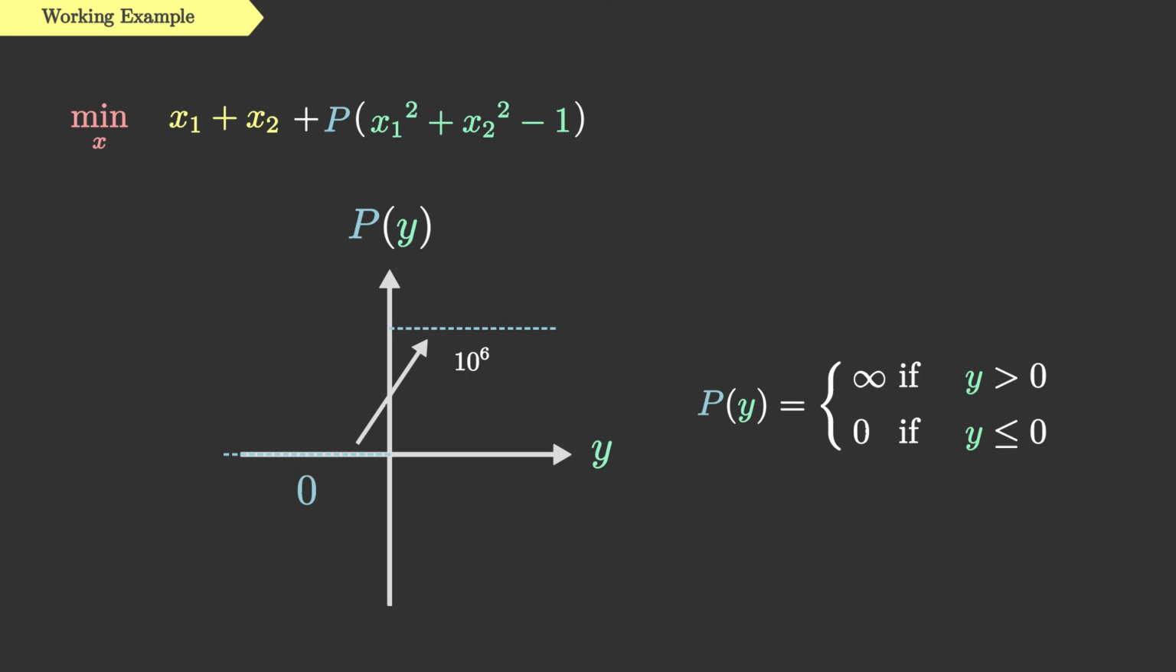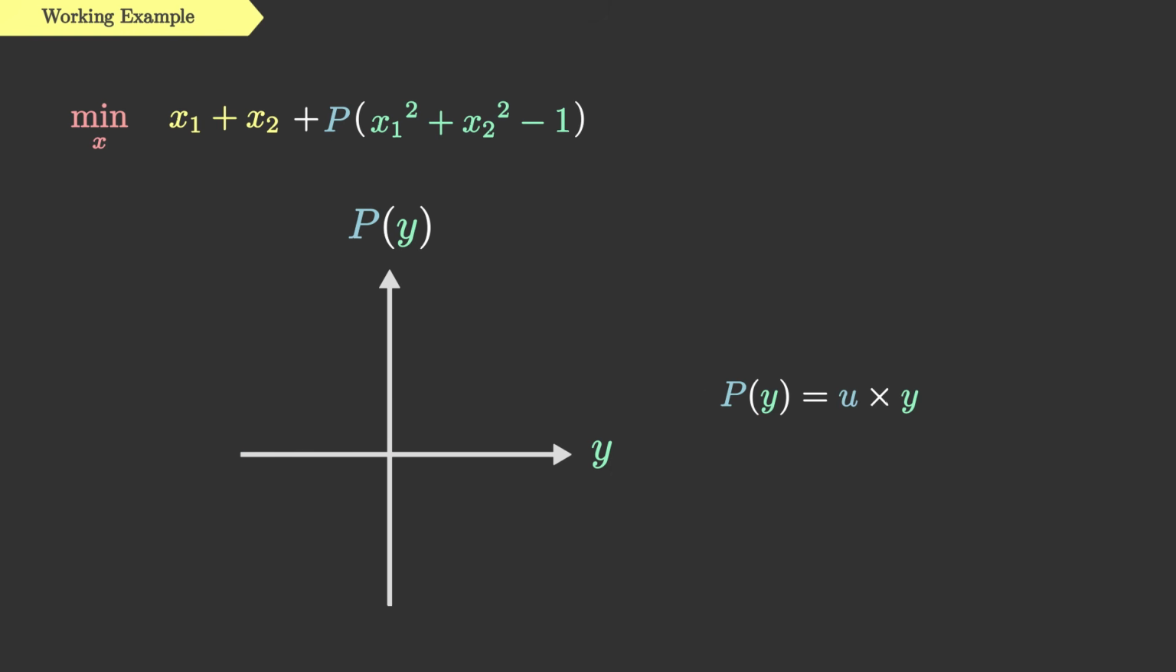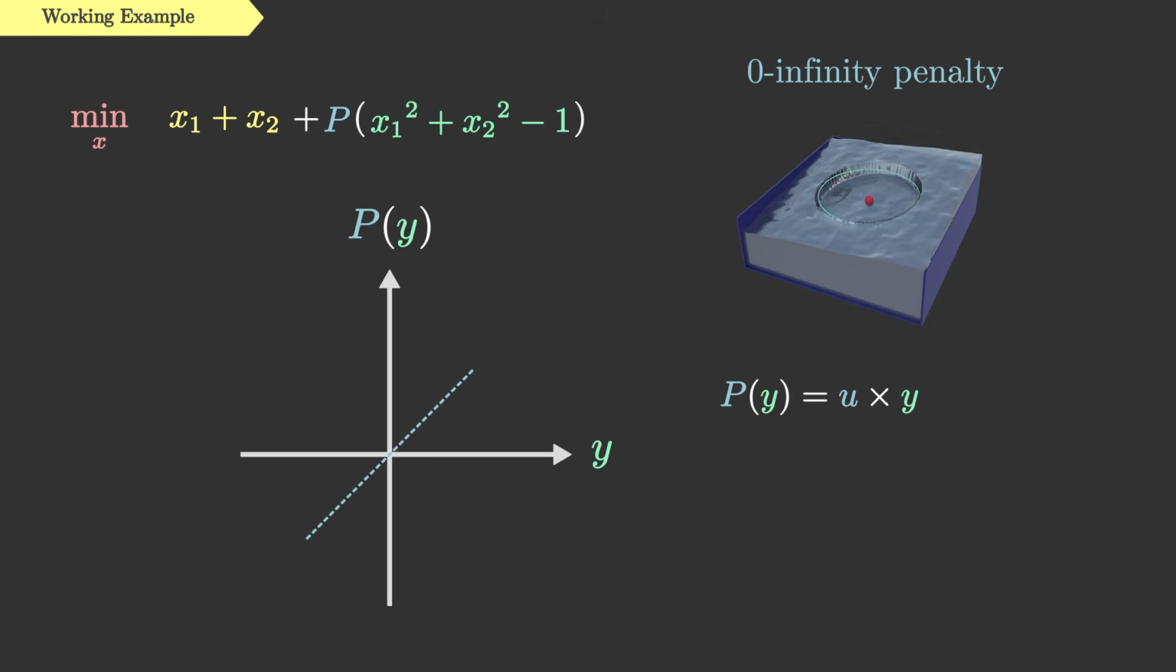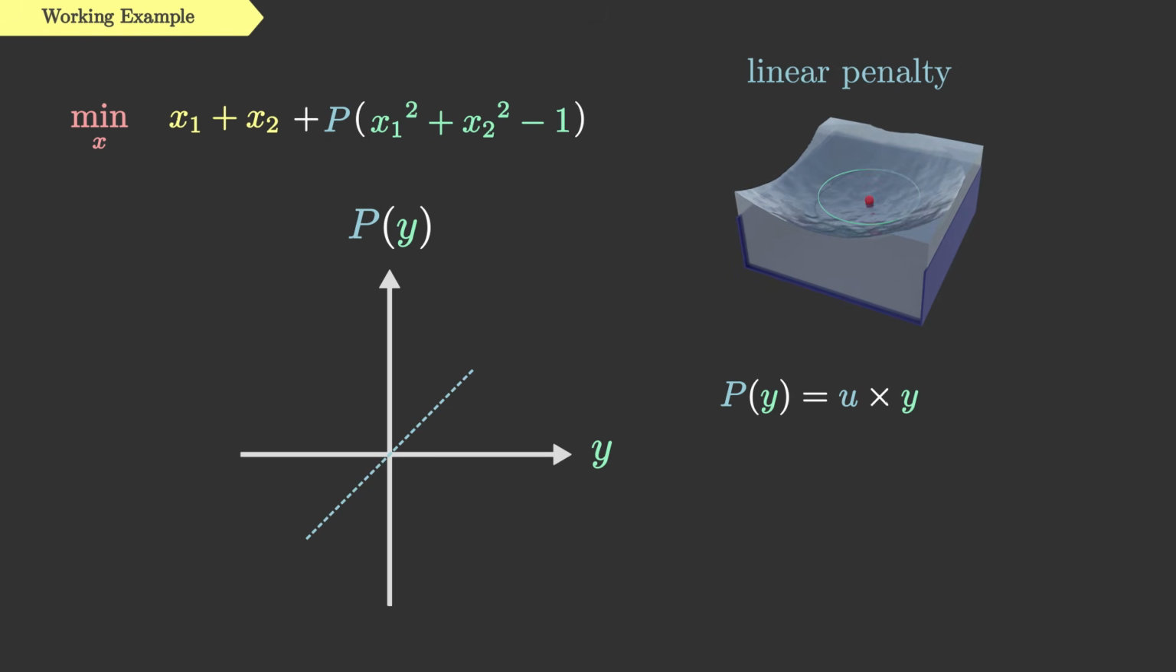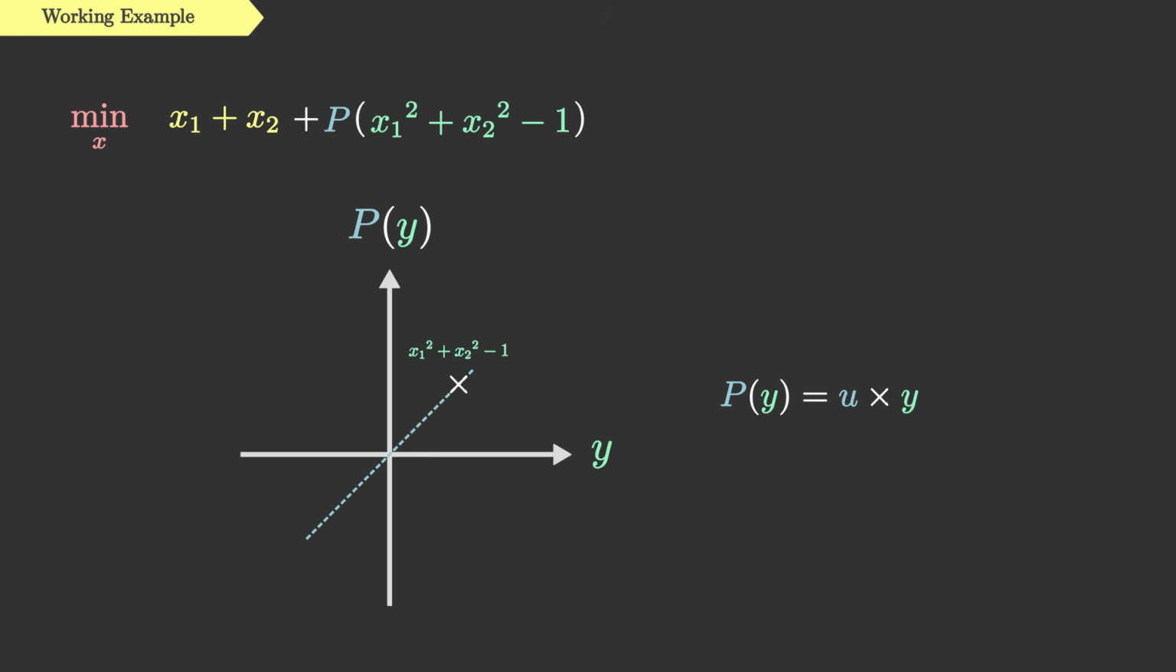One thing we could try here is approximate this penalty function with another function that is smooth and does not take infinite values. The simplest thing we could try here is to pick a linear function as our penalty function, something like u times y, where the slope u is a non-negative number. Visually, you can see how this penalty is a smooth approximation of the zero infinity penalty function. How does this linear penalty work? Well, the idea is simple. If you pick an x that does not satisfy the constraint, this penalty term will evaluate not to infinity this time, but to a quantity that is proportional to how much you violated the constraint.